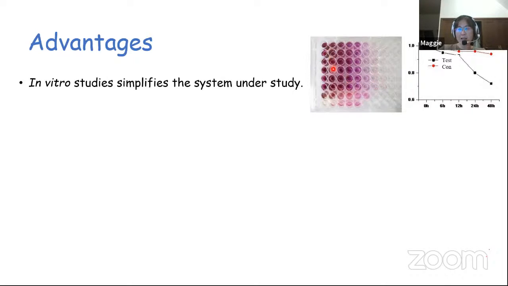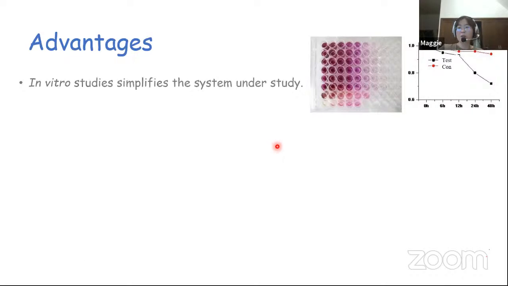If we have a darker color inside the well, it means we have more cells there. A lighter color means the cells are dead, so the color is reduced. So based on the color, we can conclude whether these compounds can remove or kill the cancer cells or not. So using this simple system, we can evaluate the anti-tumor effect of the compounds very easily, right?